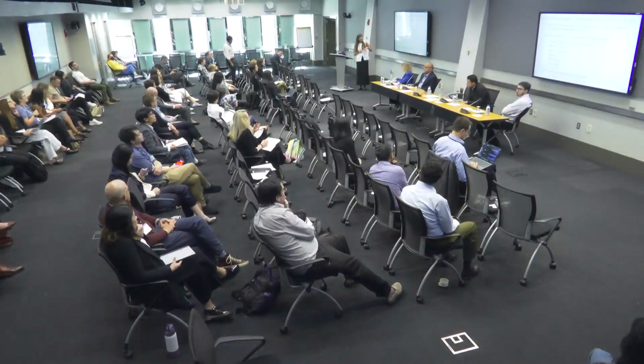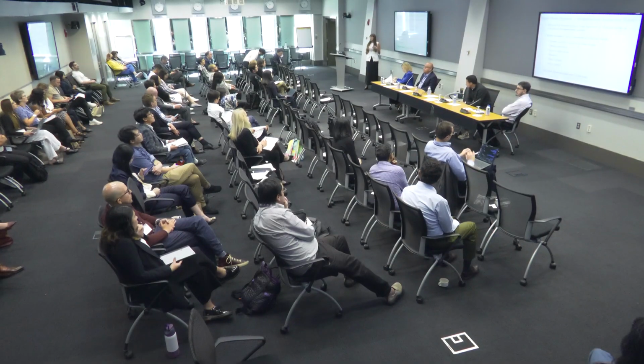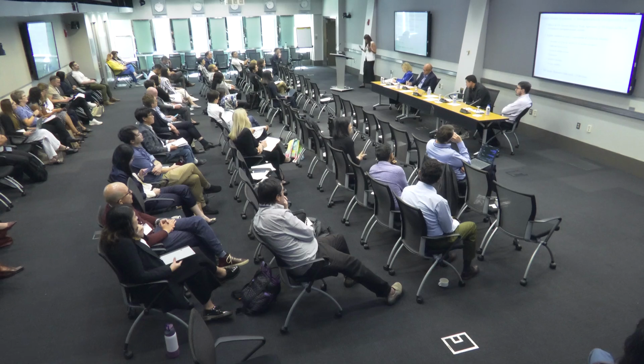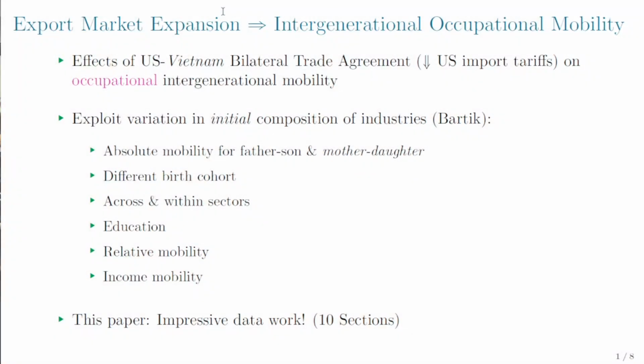So before I start, let me do a quick recap of everything that was just presented. The paper is about the effects of the US-Vietnam bilateral trade agreement, which led to a reduction in US import tariffs, on occupational intergenerational mobility. The way it's designed, it exploits variation in the initial composition of industries. It's a shift-share Bartik type of analysis on various outcomes. The outcomes studied are first absolute mobility for both fathers and sons and mothers and daughters. So there is this gender aspect in the paper.